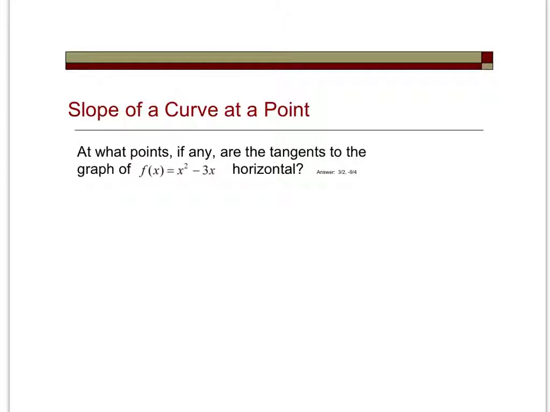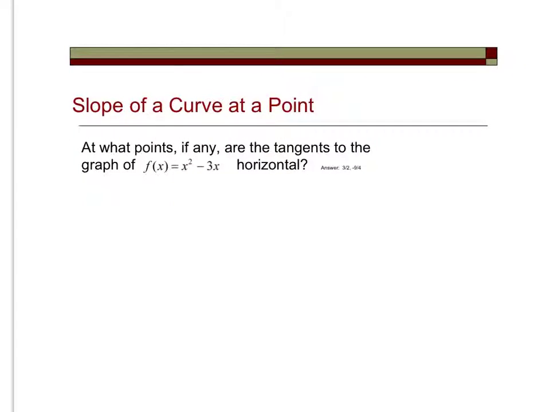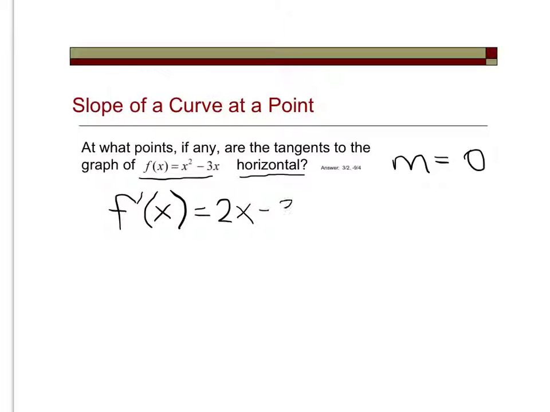Okay, moving on along to more applications with derivatives at a point. Now let's talk about how you find a horizontal tangent. So we are given a function, x squared minus 3x, and we want to find out if there are any tangents that are horizontal. Well, we know a horizontal tangent has a slope of 0. So we're going to find the derivative of this function, which would be 2x minus 3, and then we will set that equal to 0 to find out when that might have a slope of 0. So we can see when x is 3/2, we will have a slope of 0. And that would be the only spot.